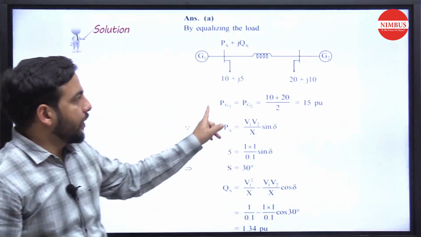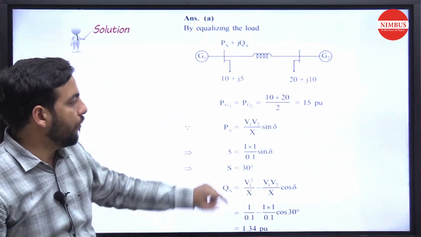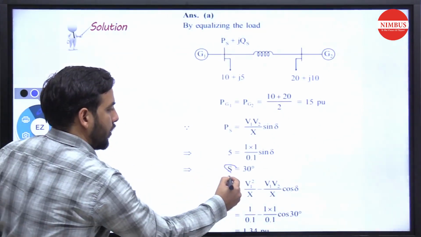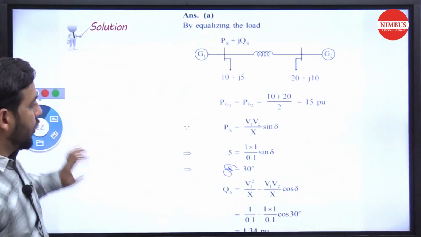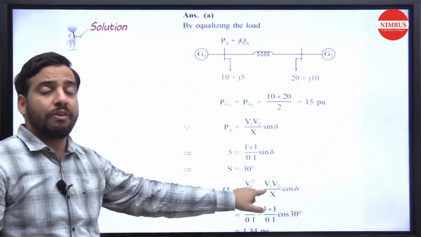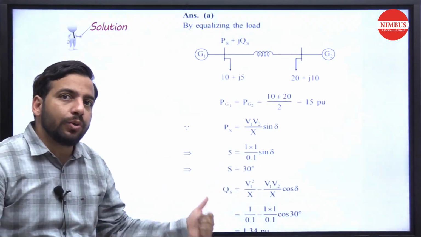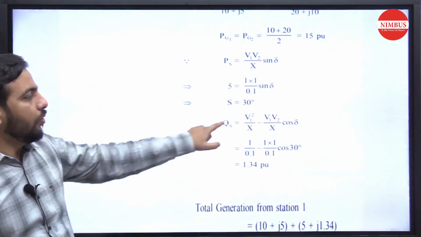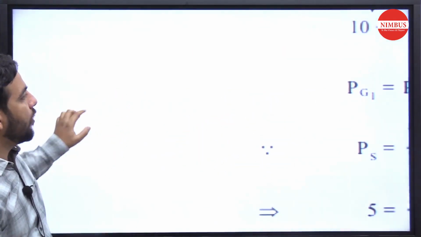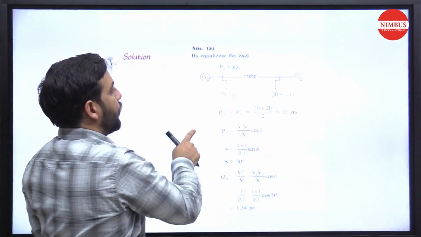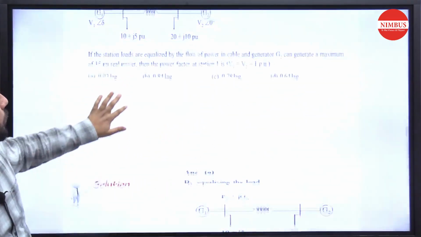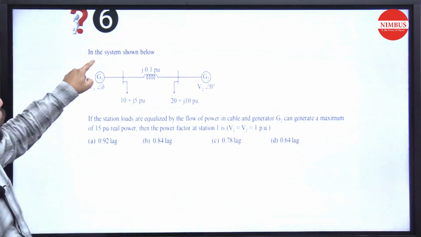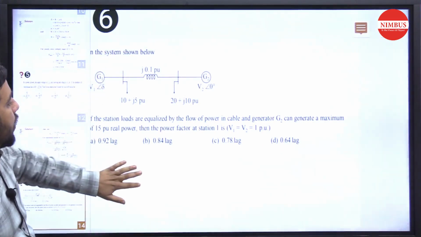First of all, equalize 15 and 15. Now first of all, PS is for the del calculation, this is del. Okay, next the QS formula: V1 is VS and V2 is VR. It is V1 square upon X minus V1 V2 upon X cos del. From here you will calculate QS, as I have talked about.